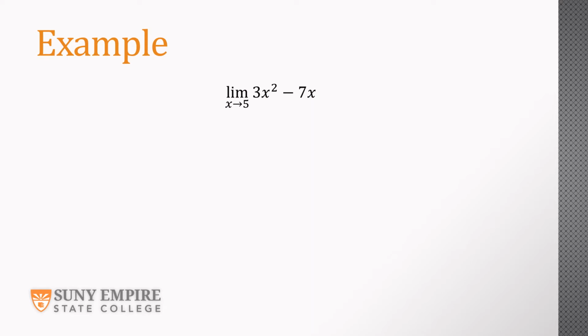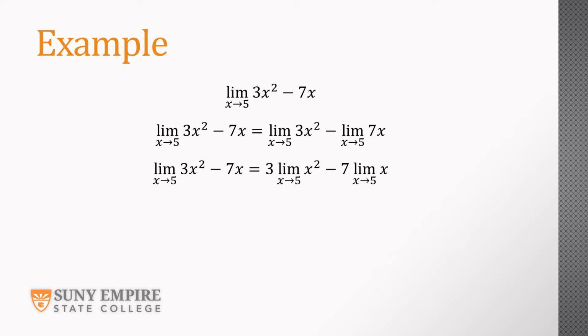Suppose we want to find the limit as x approaches 5 of the polynomial function 3x squared minus 7x. We will use the properties of limits to simplify and ultimately solve this limit problem. First, we recognize that the polynomial is equal to the difference of two functions, 3x squared and 7x. We can separate the limit of the difference into the difference of the limits. We have the limit as x approaches 5 of 3x squared minus the limit as x approaches 5 of 7x.